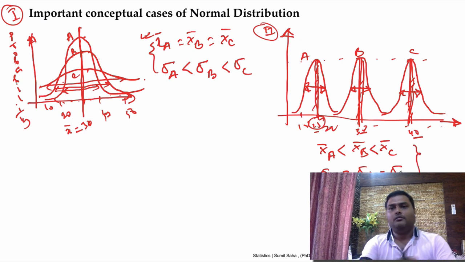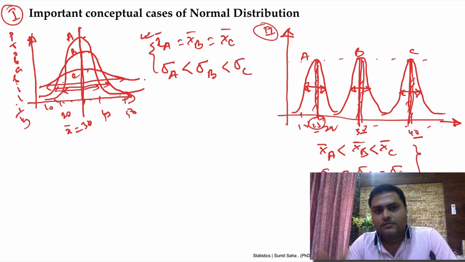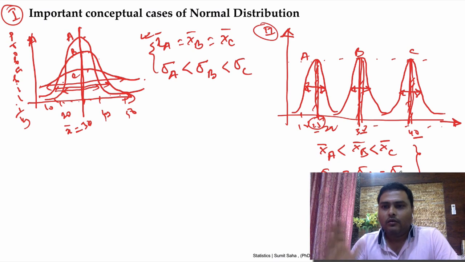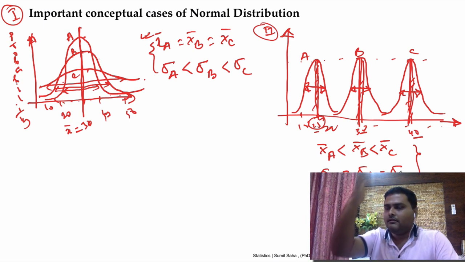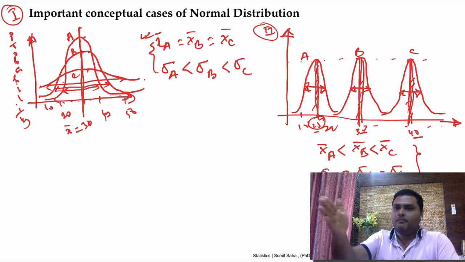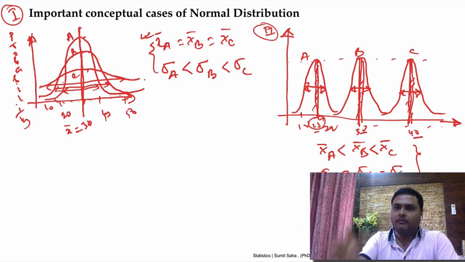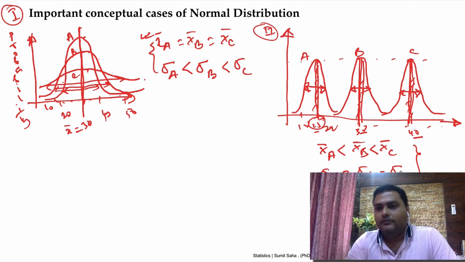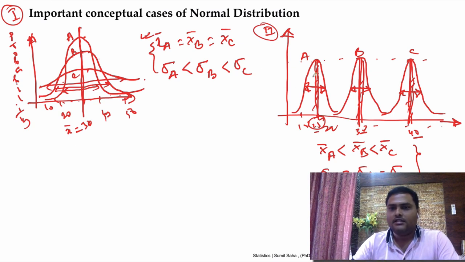Any doubt? Because the shape of all these normally distributed curves is the same. The peak is the same, the distribution is the same, the standard deviation is the same, and the only change is in the average value, right? The mean value. So for curve A the mean is this point, for curve B the mean is this point, and for curve C the mean is this point. So hope you have understood.